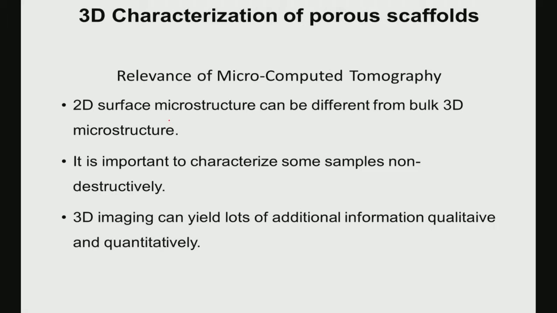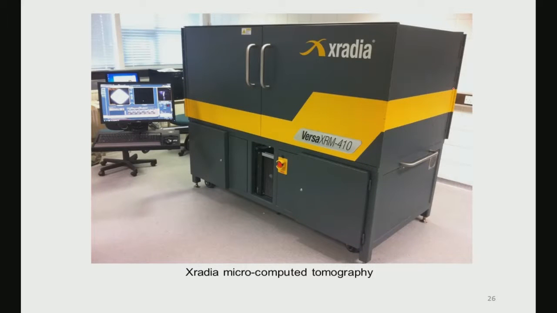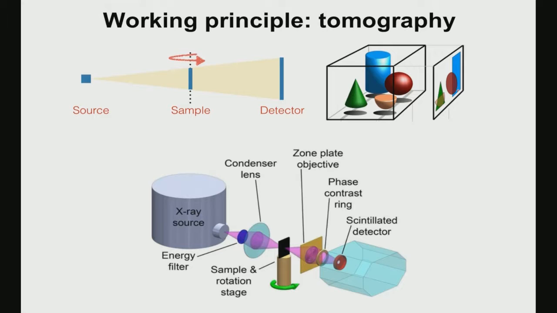One of the characterization tools is called microcomputed tomography, and for this we have a very large facility at the Indian Institute of Science, which is a VERSA XRM 400. Essentially, microcomputed tomography involves a very high energy X-ray beam; here the energy is around 70 kV, just to give you some numbers. In the X-ray diffraction technique, the accelerating voltage of the X-ray beam is around 20 kilovolt.